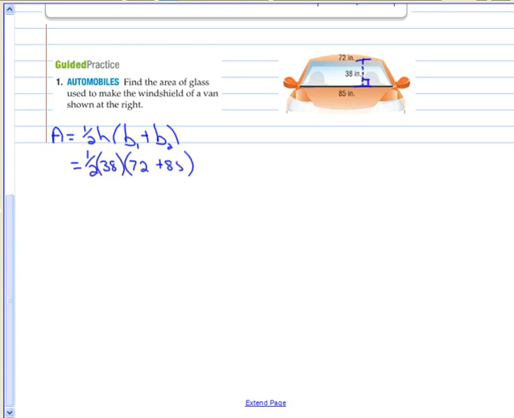72 plus 85. Got your calculators? At least I wrote the right thing. Run it through your calculator, just as it is. 1/2 times 38, or you can call that 19, and then parentheses, 72 plus 85. What do you get? I don't know why I like 71 today. 2,964 square inches. Uh-oh, we're getting all sorts of different things.